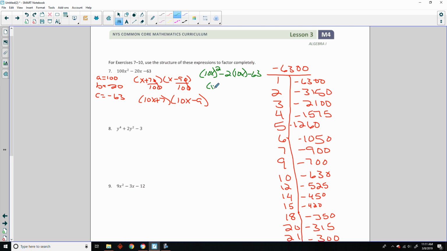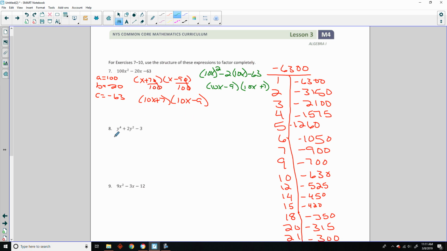Okay, and then you just have to look for factors of 63. And it's not in the difference of negative 2, so it's minus 9 plus 7. And you get the same answer. So yes, this way is a lot easier than this way when you have very large A's and C's.